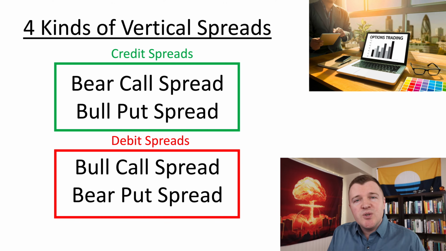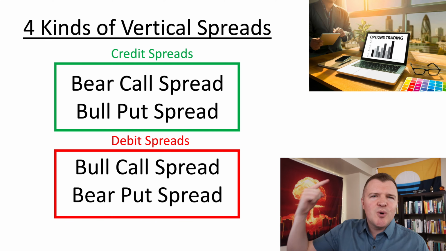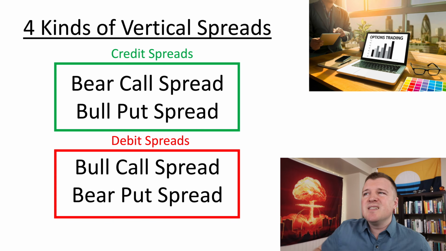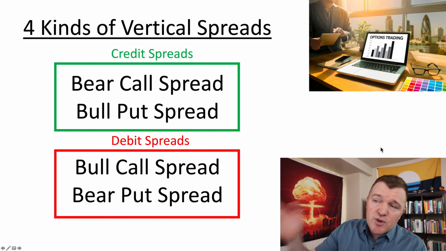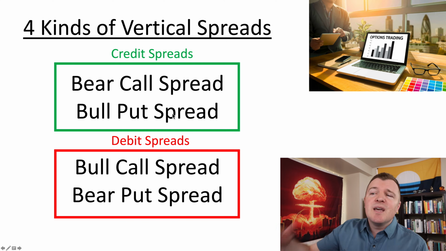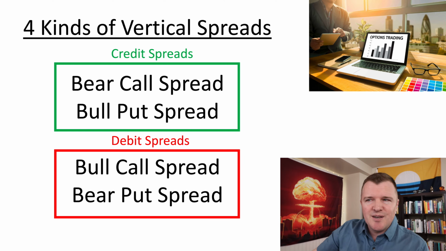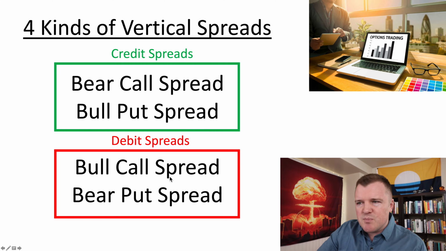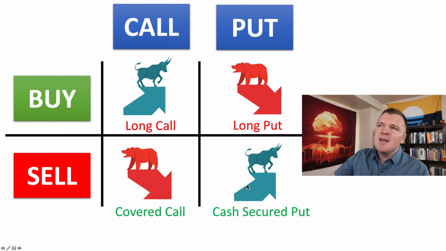Now, before getting to the specific examples, let's just do a quick refresher of the four kinds of vertical spreads. In the previous video, we did a bear call spread on Tesla and a bull put spread on JP Morgan. In this video, we're doing the two kinds of debit spreads, which is the bull call spread and the bear put spread. Now, these spreads have an equivalent.